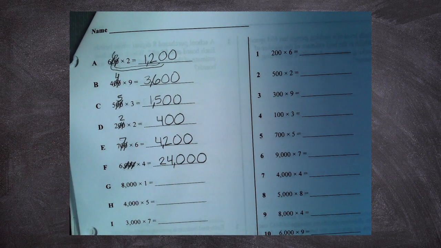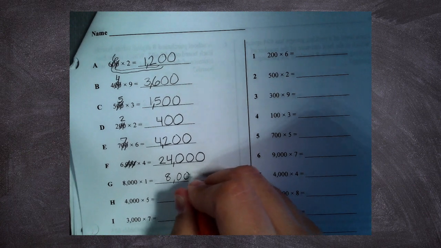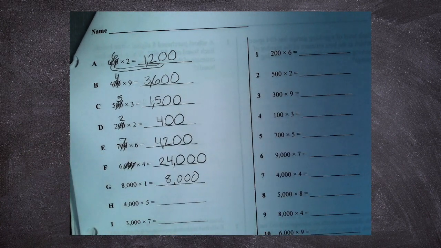Problem G says 8,000 times 1. Now the funny thing about problem G is I don't even need to do that trick with the zeros. We've talked about the number 1, and we said that when you multiply anything times 1, it's a very special problem, because anything that you multiply times 1 does not change. So if it was 8,000 before, and I'm multiplying times 1, it is still 8,000.